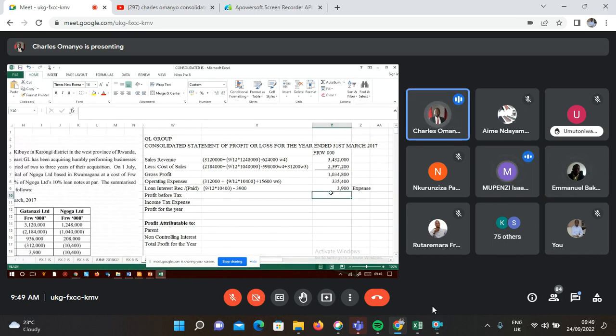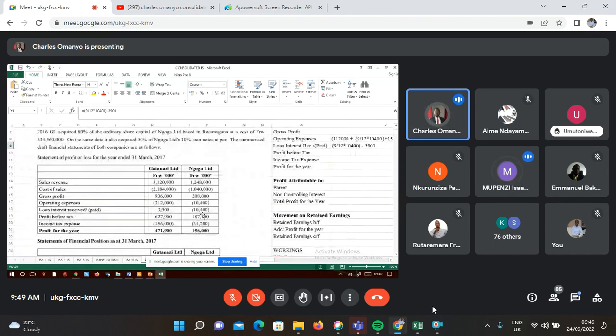So what is our profit before tax? It is gross profit minus operating expenses minus expense. But if it was income received, we could have added. Are we together? If it was really income, we could have added. What I'm saying is, 3,900 is an expense because it was a negative. Why was it a negative?